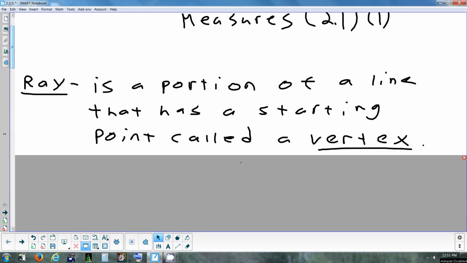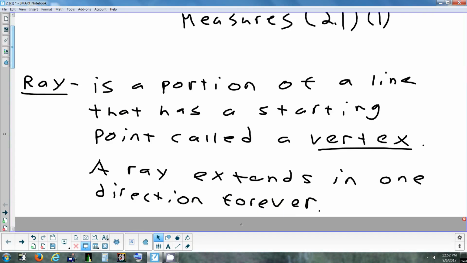All right, so before I even talk about an angle, I'm going to talk about what makes up an angle, and that's a ray. So a ray is basically a portion of a line. It has a starting point. We call that point the vertex. And I say it's a portion of a line because it only goes in one direction. So you think of it like turning on a flashlight. You turn it on, it's a beam, it goes in one direction. And the starting point, again, that's called the vertex.